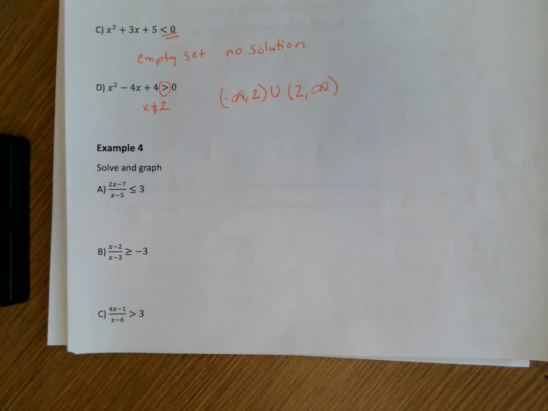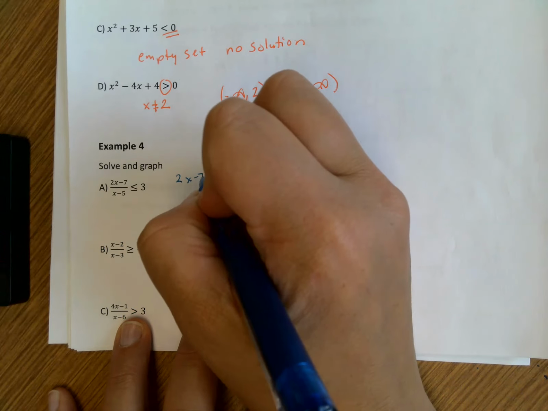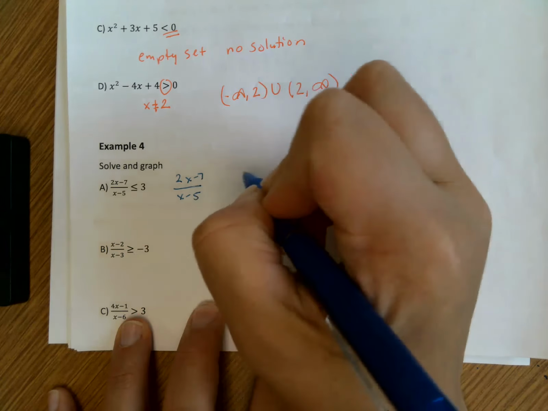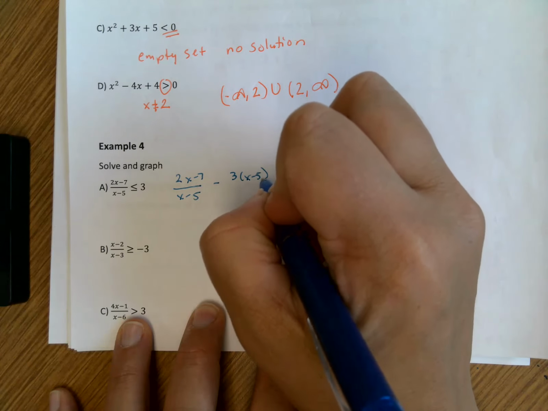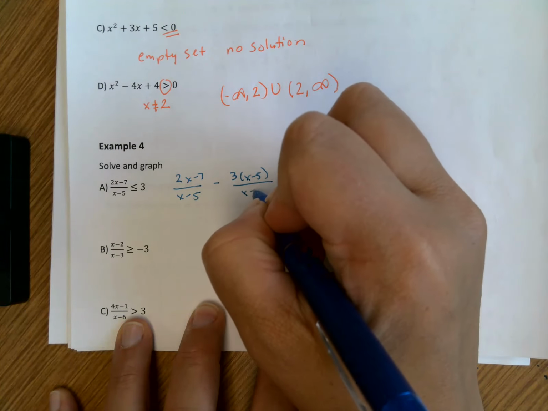And our last example, first thing we want to do is set this equal to 0, so we're going to have to subtract the 3. We also need to have common denominators. So I'm going to subtract the 3 here. So that's x minus 5. My common denominator will be x minus 5 because I want to write this as one fraction.